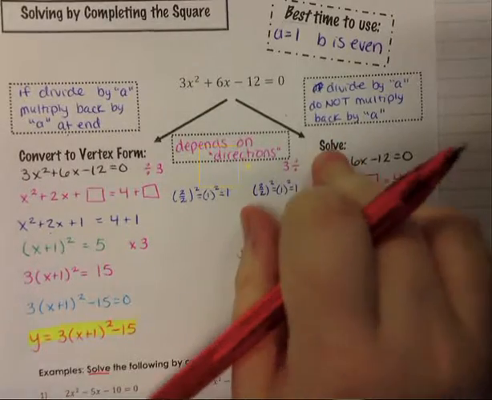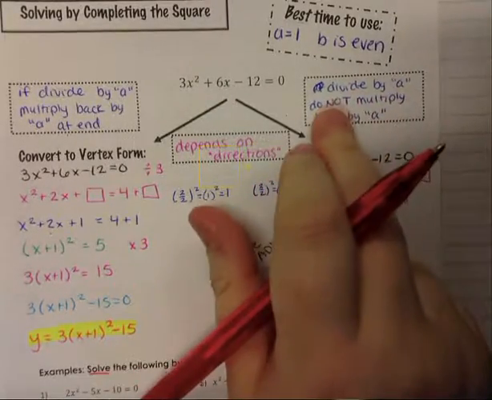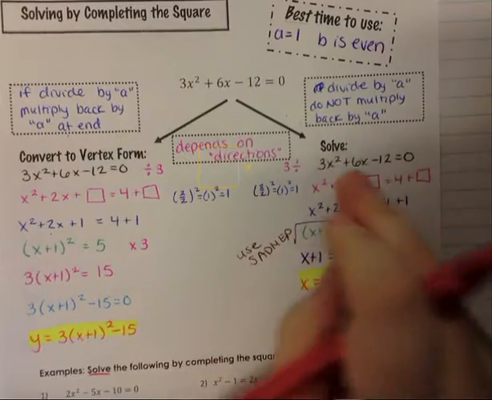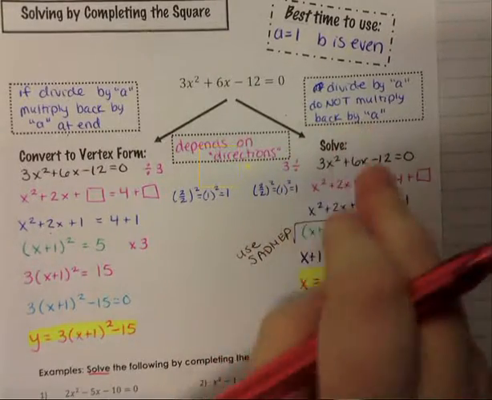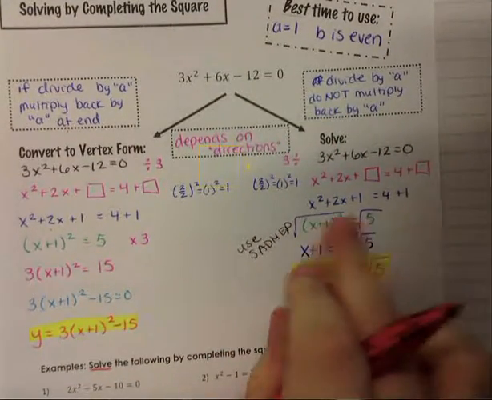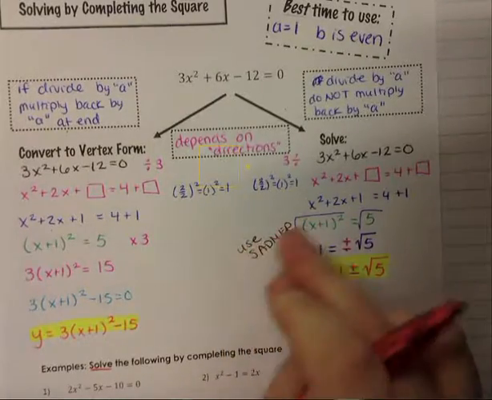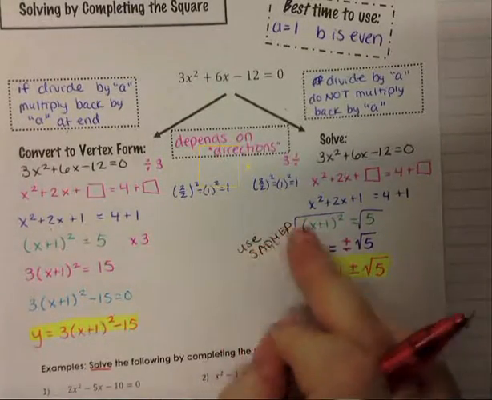To solve, when we divide by a, we do not multiply back by a. We still have to divide by a, but we don't have to multiply it back. When we would normally multiply it back, that's when we just solve by square roots. We just actually do SADMEP and continue solving.